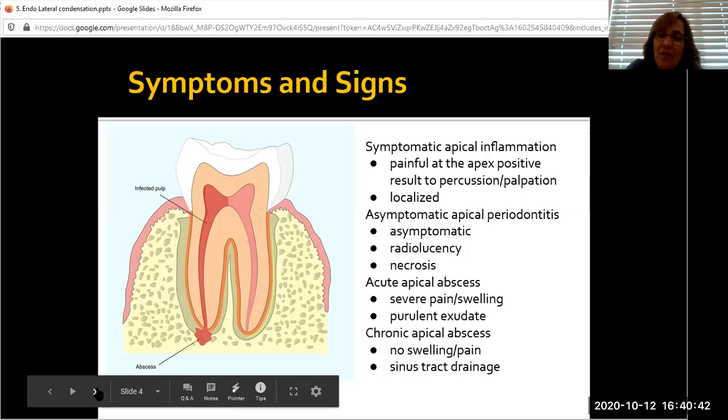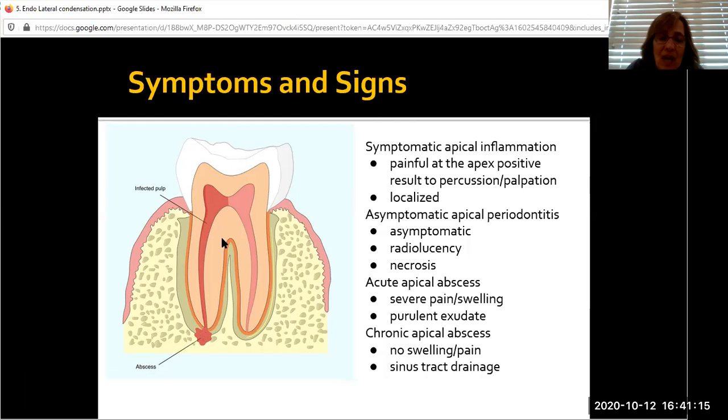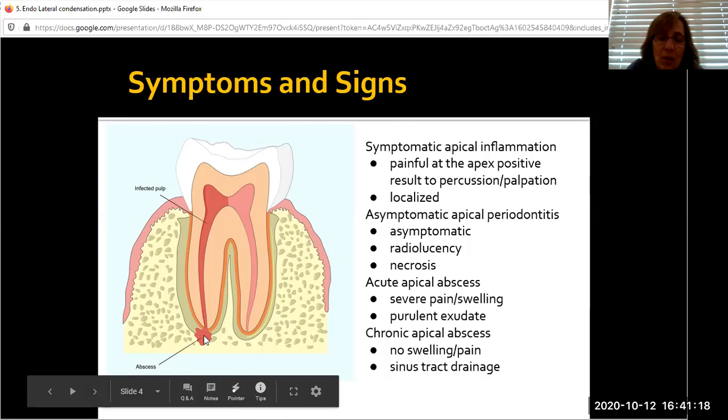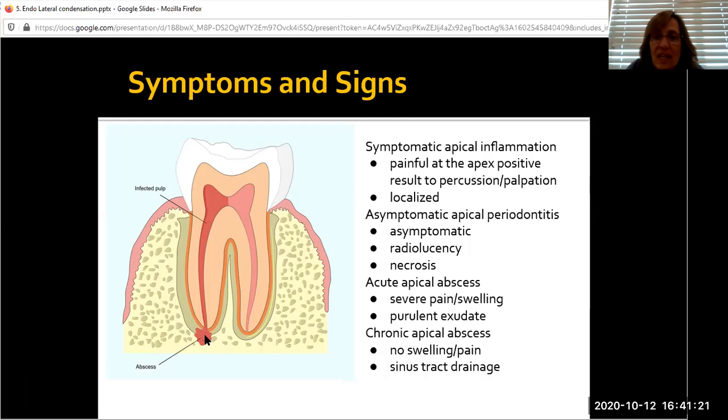So if you do have a pulp that is traumatized, we're going to be reviewing some of the symptoms and some of the names of the pulp when it is in that condition. Symptomatic apical inflammation is when there is localized pain at the apex of the tooth, and the tooth is sensitive to percussion and palpation. If you are tapping the tooth and there is an abscess down below, the patient is going to let you know that it's sensitive.